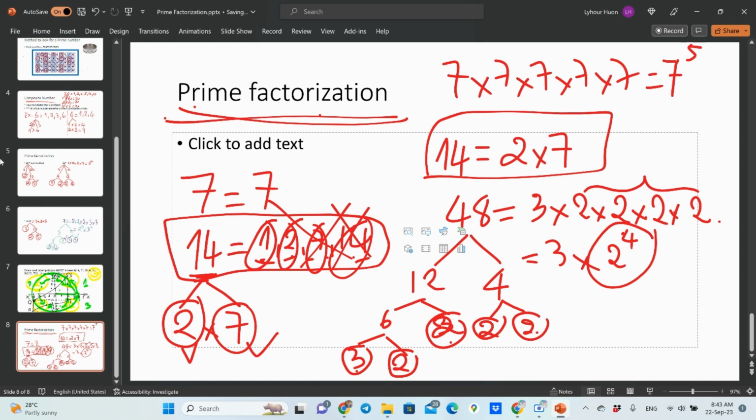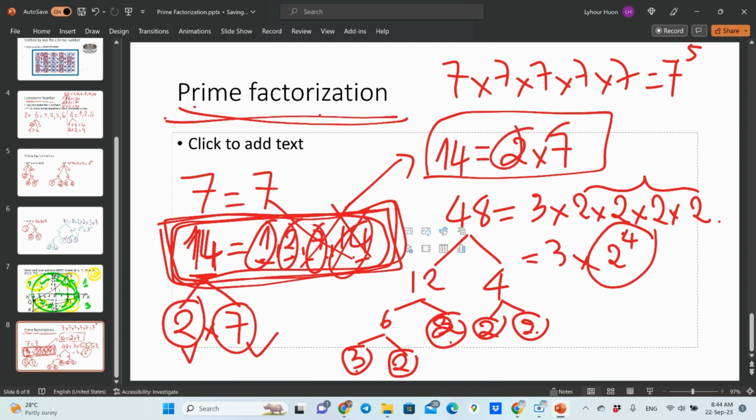All right, so this is prime factorization, but not this one. This is the factor of 14, which gives 1, 2, 7, and 14. But to write a prime factorization, we need to break it into factors, and all the factors must be prime numbers, like this. Then this is called prime factorization.